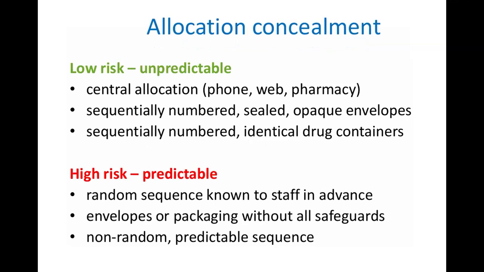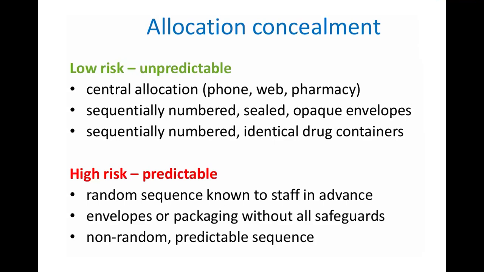Why sequentially numbered? Patient number 1, and so on, so it is sequentially numbered, then sealed, then opaque. Why opaque? Because in history there is evidence that people even used X-rays to see what was inside the envelope. To avoid that, we use sealed opaque envelopes. Also, sequentially numbered identical drug containers, which is for parenteral preparations.